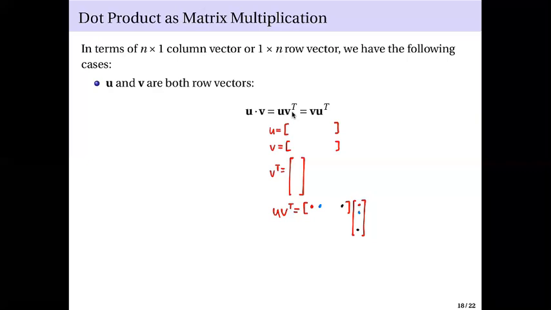Or similarly, you can have v times u transpose. So this is the same as v times u transpose: row vector times column vector also. Here u transpose is also a column vector. So if they are both row vectors, you can apply the dot product, because they are of the same dimension. So u dot v is u v transpose or v u transpose.